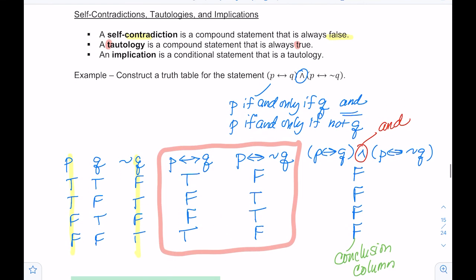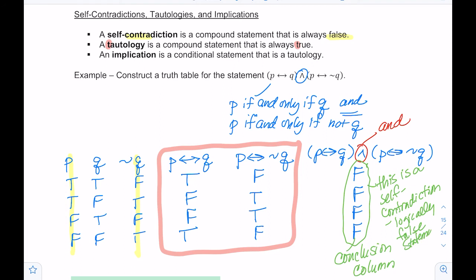What type of statement do you have here? Is it a self-contradiction, a tautology, or an implication, and why? This is a self-contradiction. It's a logically false statement because all of our conclusions were false. If we had all true conclusions, we would have a tautology.